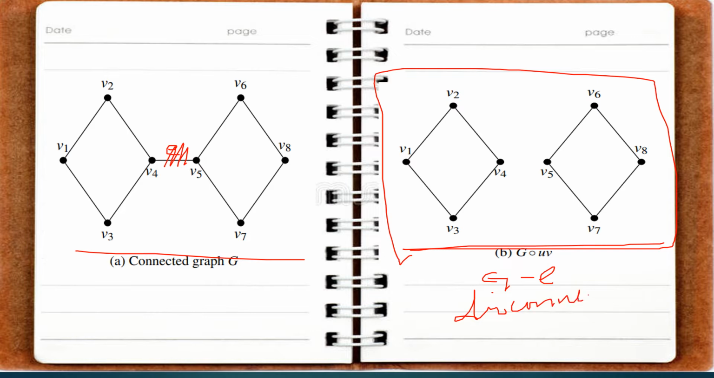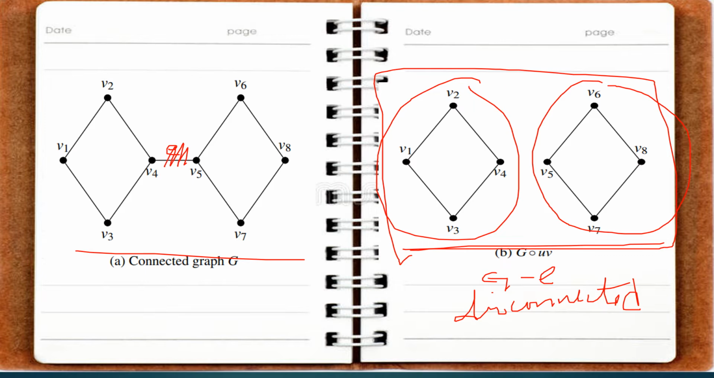It is a disconnected graph because we have two different components. When we remove E from G, the resulting graph has two different components: 1, 2. Two different components of graph G. Therefore, by the definition of a disconnected graph, G minus E is a disconnected graph. Hence, E here is a cut edge.